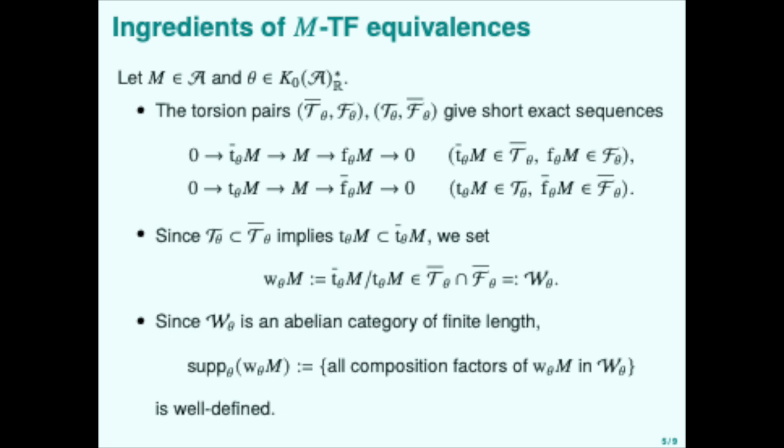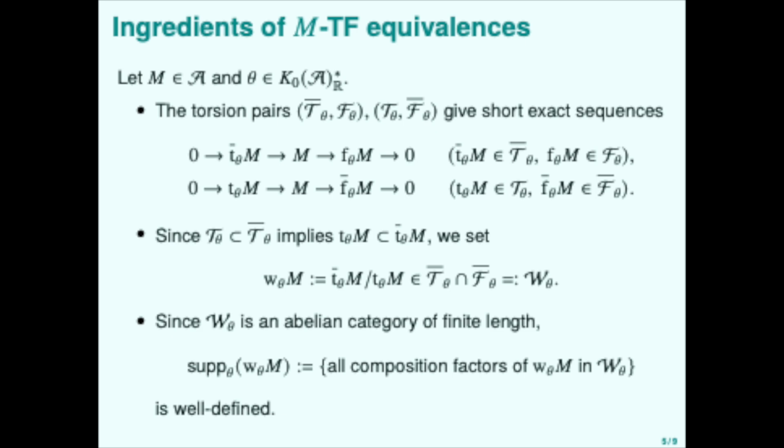And the point is that the torsion class T theta is contained in the other torsion class T bar theta. Therefore, T theta M is a sub-object of T bar theta M. Thus, we can set W theta M as the quotient of T bar theta M by the sub-object T theta M. And actually, this belongs to the intersection of T bar theta and F bar theta, which is denoted by W theta.